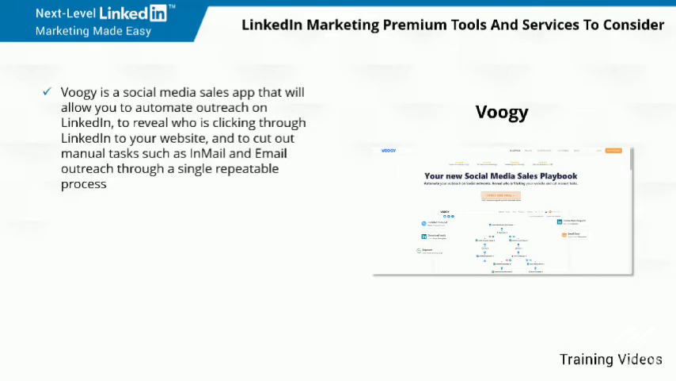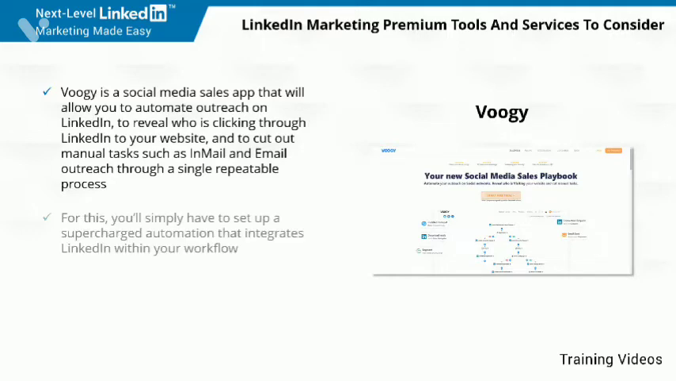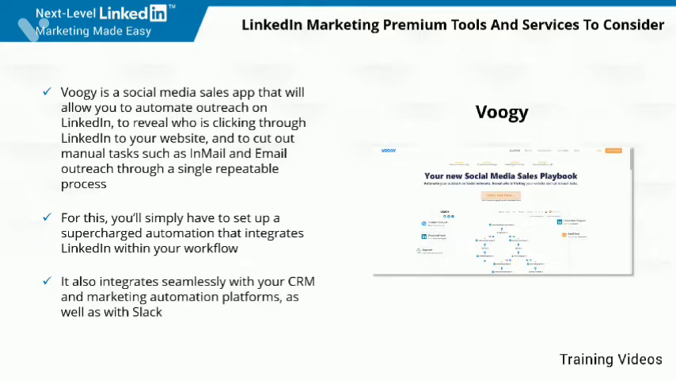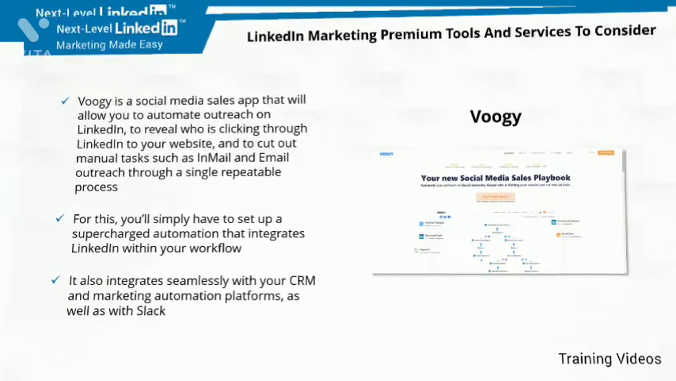Vugi. Vugi is a social media sales app that will allow you to automate outreach on LinkedIn, to reveal who is clicking through LinkedIn to your website, and to cut out manual tasks such as in-mail and email outreach through a single repeatable process. For this, you'll simply have to set up a supercharged automation that integrates LinkedIn within your workflow. It also integrates seamlessly with your CRM and marketing automation platforms, as well as with Slack.